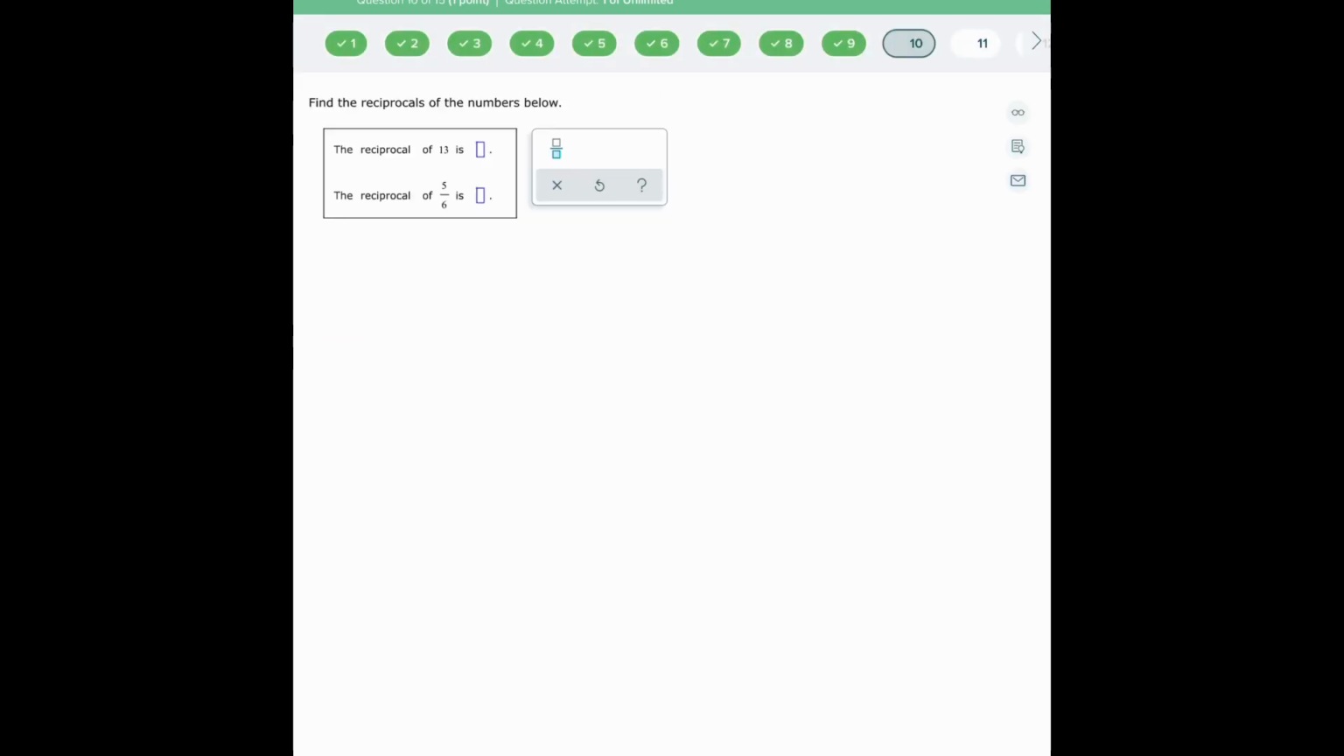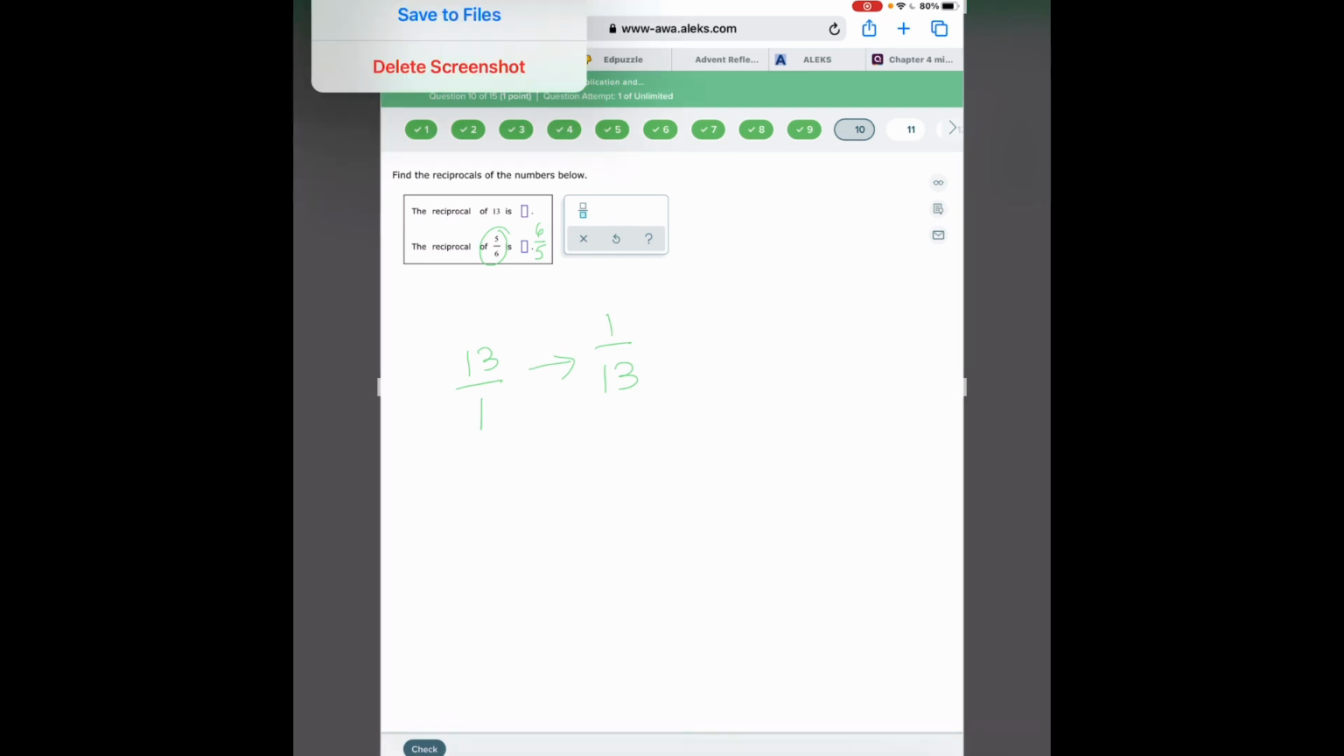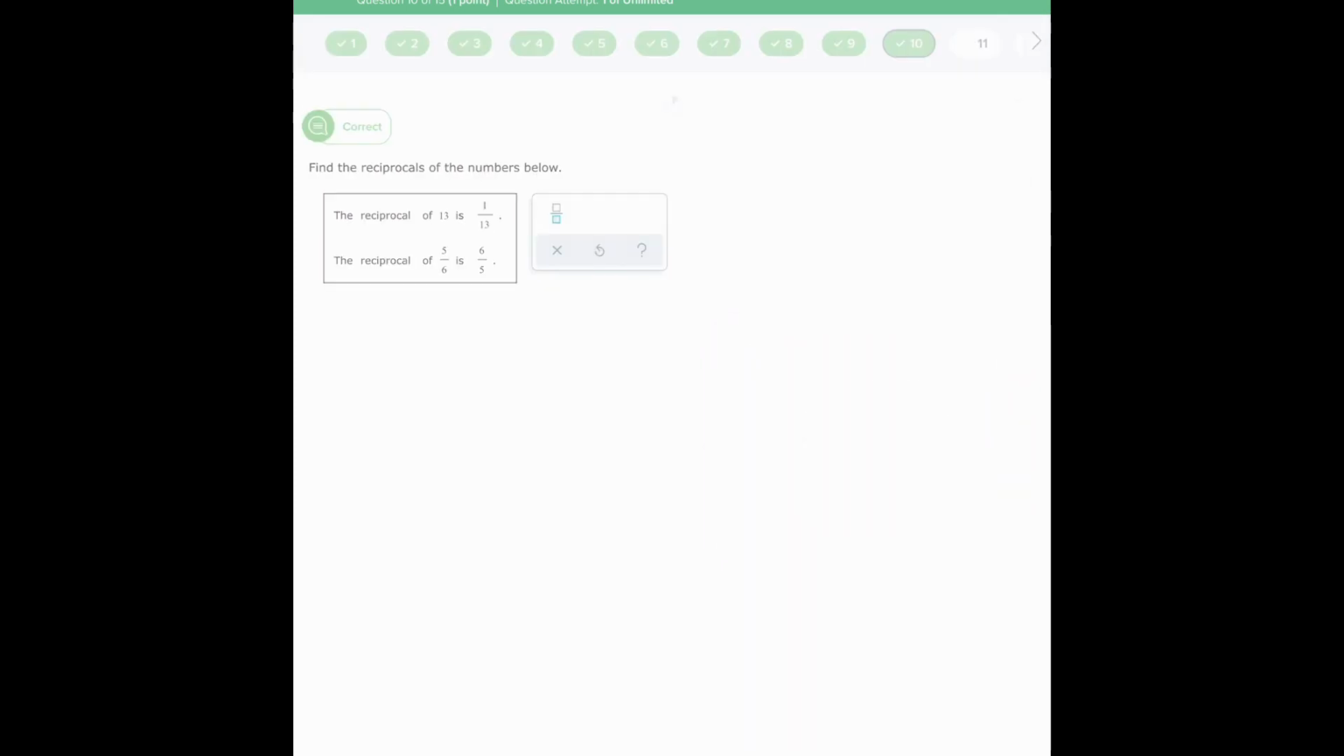All right. Reciprocals just mean to turn a fraction upside down. It's really super easy if it's already a fraction. So like the reciprocal of 5/6 is just going to be 6 over 5. We just turn it over. But any whole number can be a fraction, right? We just put it over a 1. And so then the reciprocal is going to be 1 over 13. So I'm just going to be writing those in here. 1 over 13. And 6 over 5. So reciprocal means turn it upside down.